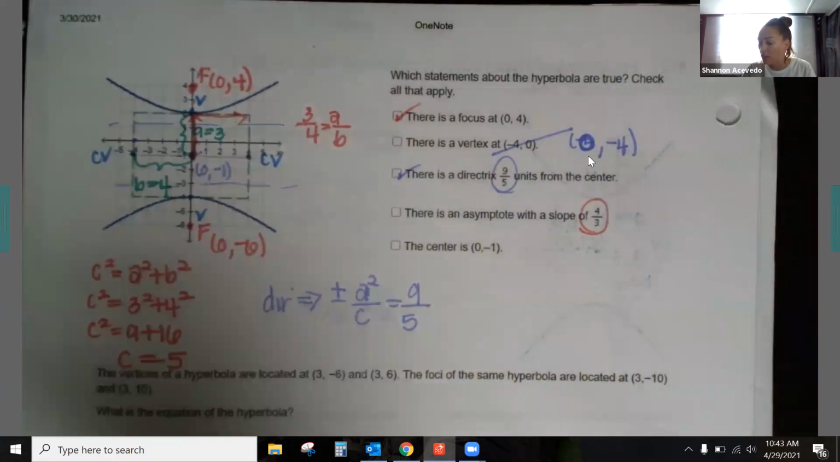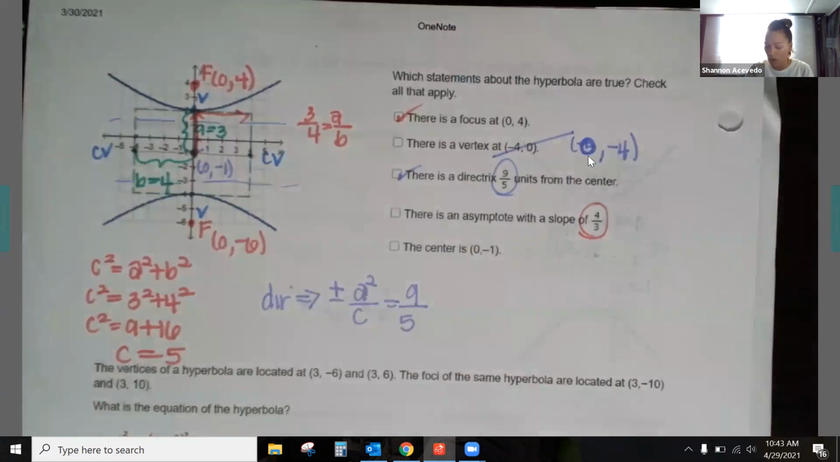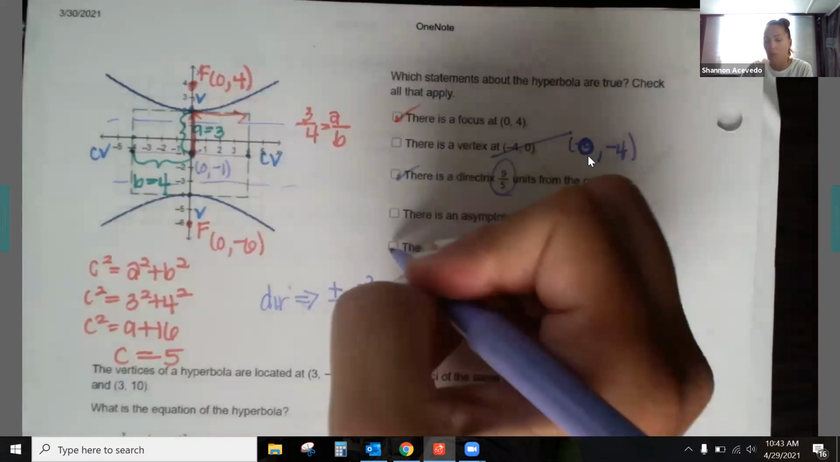And then it says my center is at 0, -1. We already have that labeled. So our center at 0, -1. So this was true.